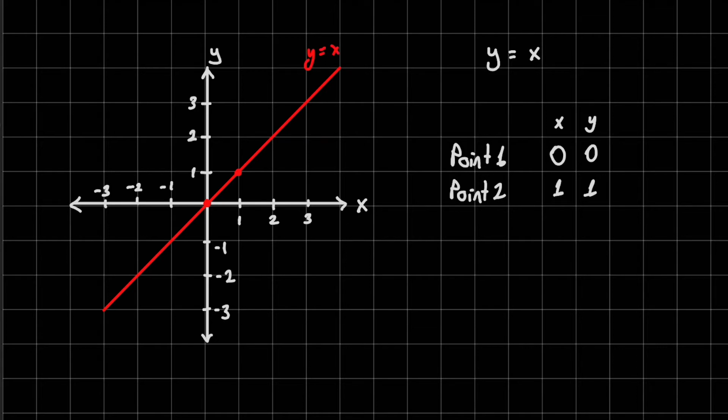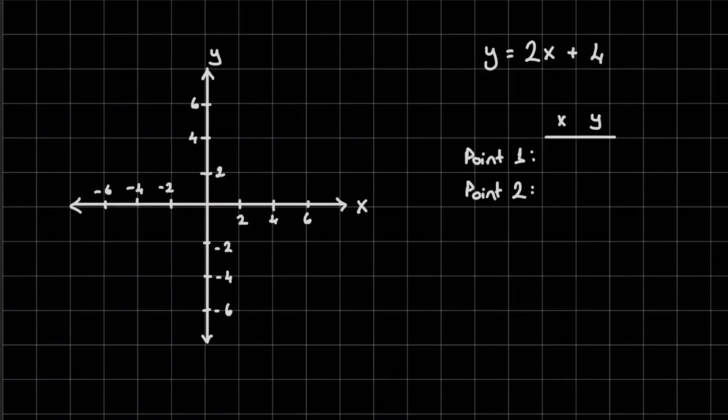It's that simple. If you want to draw a line given its equation, you are going to determine 2 points that this line passes through. You are going to show them on the coordinate system and then draw a line that passes through them. That's it. Now let's go for our second example.